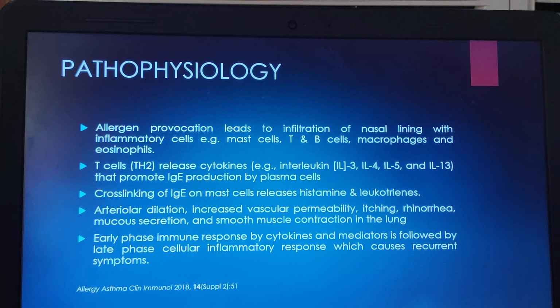And these chemical mediators are responsible for vasodilatation, increased vascular permeability leading to edema, itching, running nose, mucus secretion, and smooth muscle contraction in the lungs. The early phase response is mediated by cytokines, whereas the late phase response in allergic rhinitis is mediated by cellular processes.